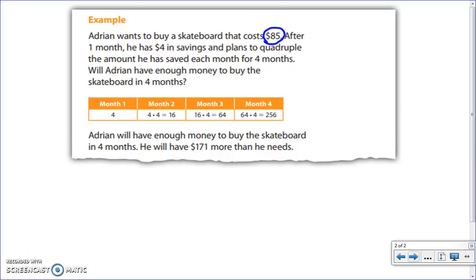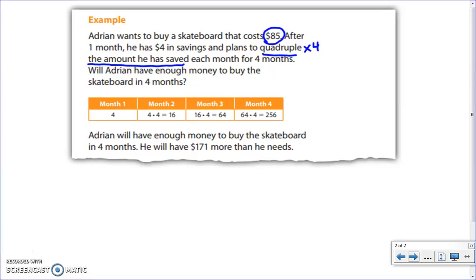Okay. When it says quadruple, it means getting bigger 4 times. So quadruple means 4 times as much. And it says we're multiplying the amount that he saved by 4 times as much. It does not mean that he's saving 4 times as much each month. It means that the amount saved is 4 times as much each month. It says, will he have enough money to buy the skateboard in 4 months?